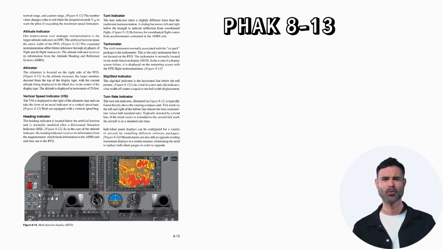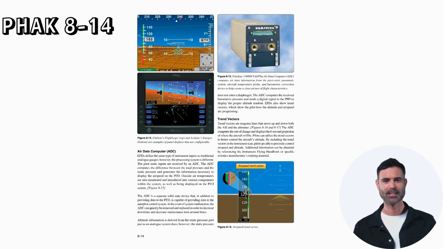Air Data Computer, ADC. EFDs utilize the same type of instrument inputs as traditional analog gauges. However, the processing system is different. The pitot-static inputs are received by an ADC. The ADC computes the difference between the total pressure and the static pressure and generates the information necessary to display the airspeed on the PFD.